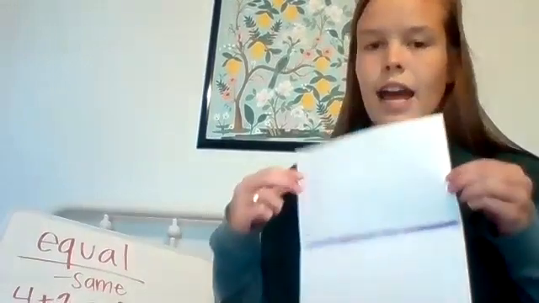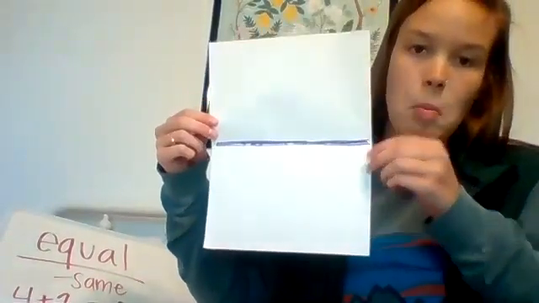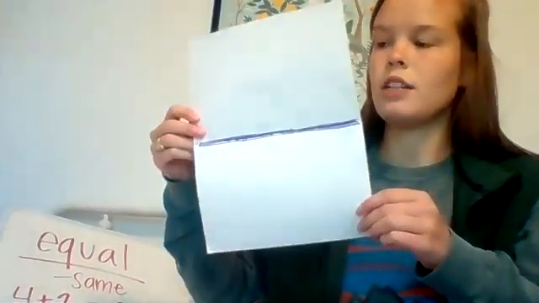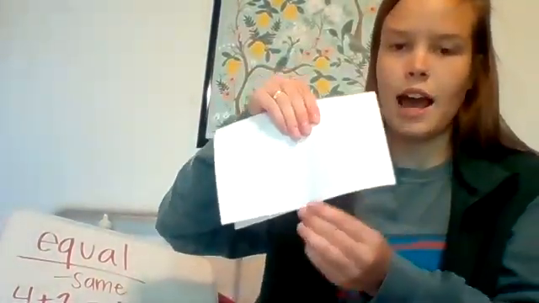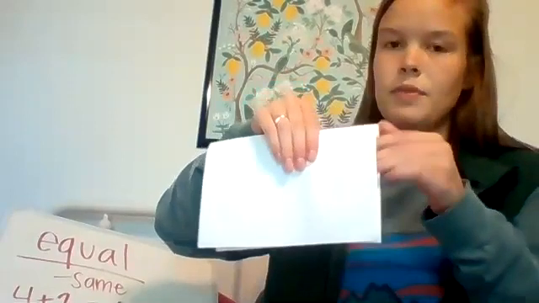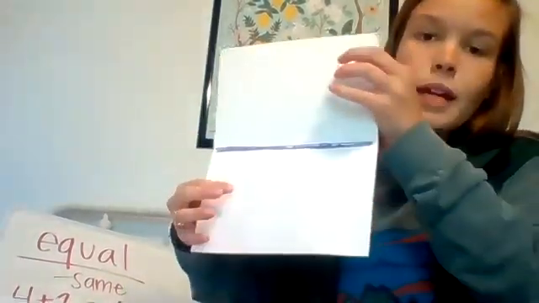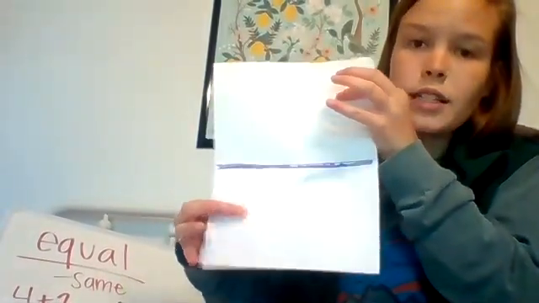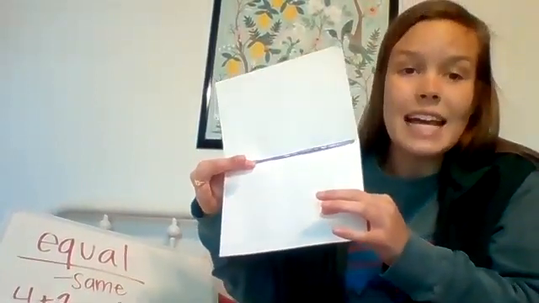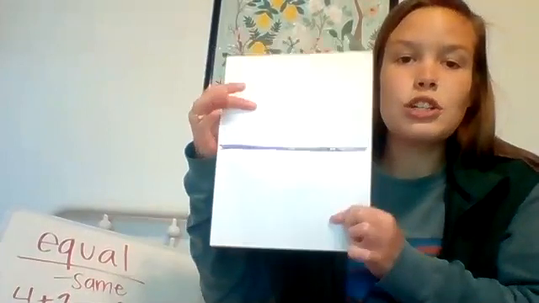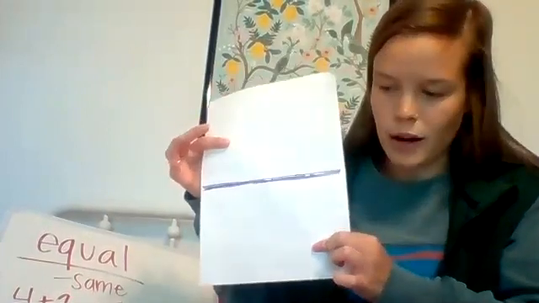And let's look at what I folded. So I took my piece of paper, I folded it in half so that the edges matched up, and then I opened it up, and I made two equal parts. If I was to cut this and put them on top of each other, they would be the same size. So these are two equal parts.